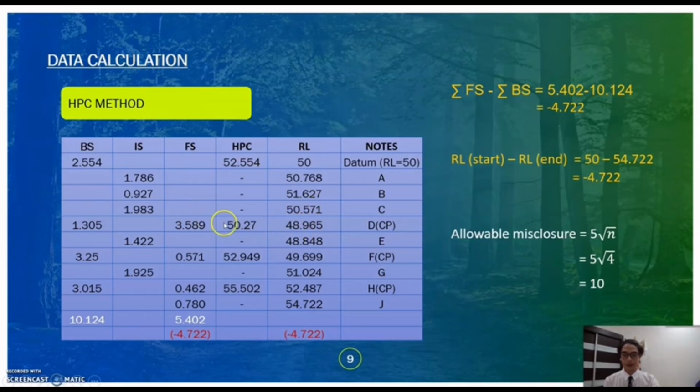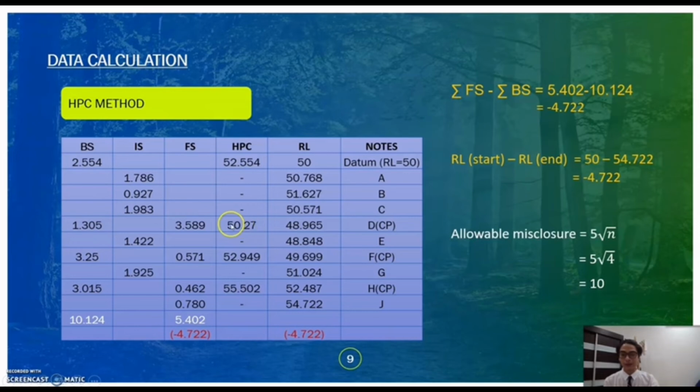48.965. Okay, in this row, there's a backsight, the same row as the 48.965, the value that we recently got. So what you got to do now is repeat the same step again, but this time you need to get the new HPC value. So how are we going to find it? 48.965, you need to plus with 1.305 and then you will get 50.27. This is the new HPC value.